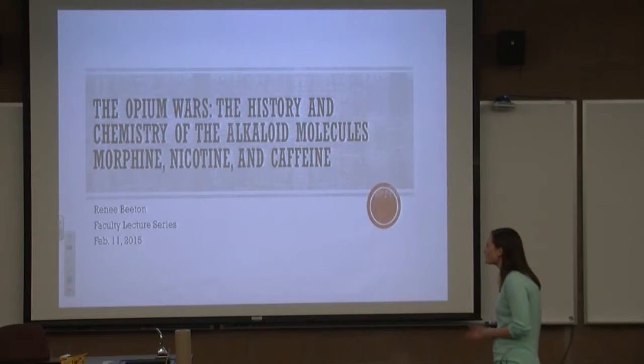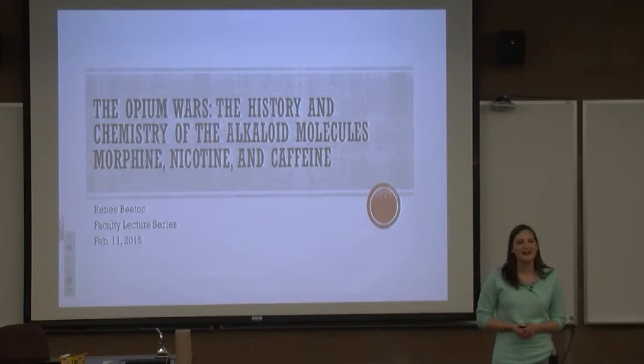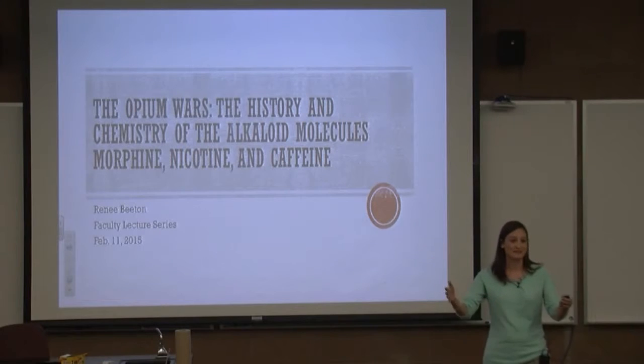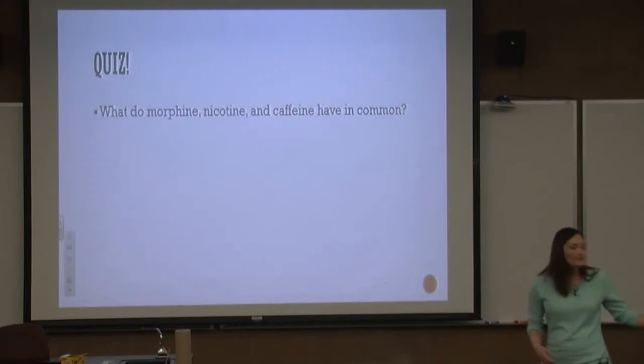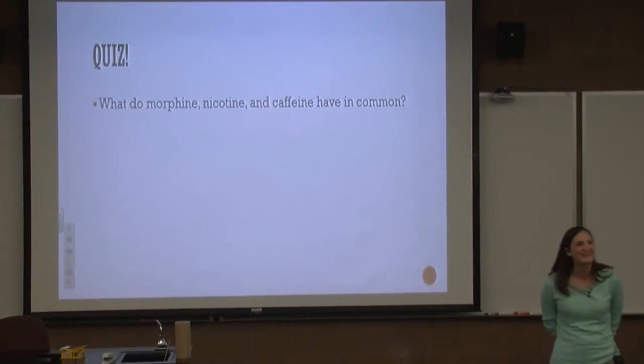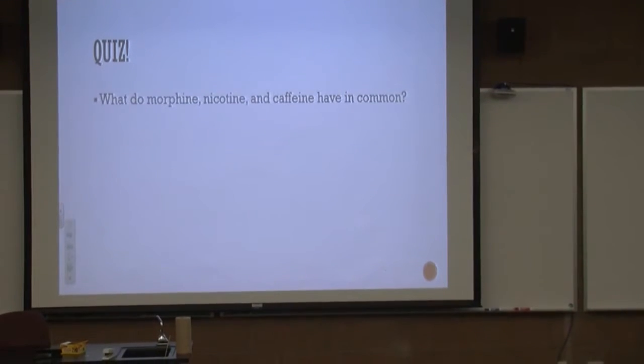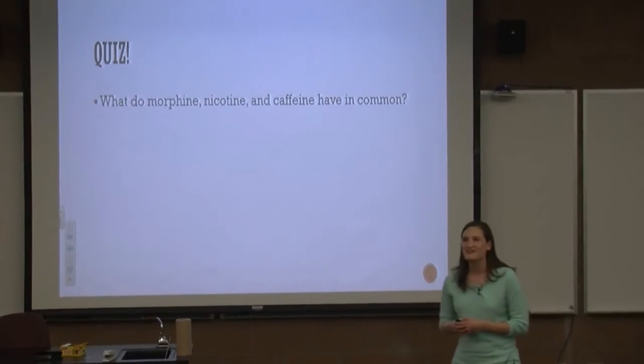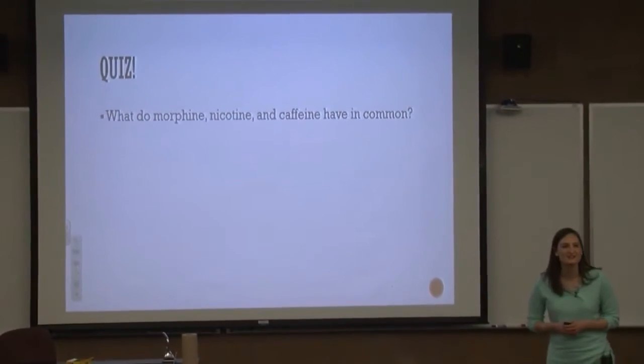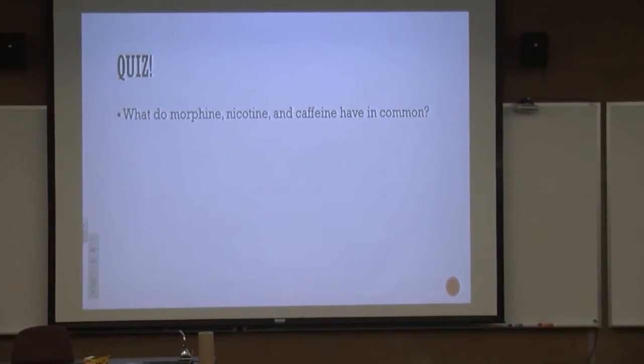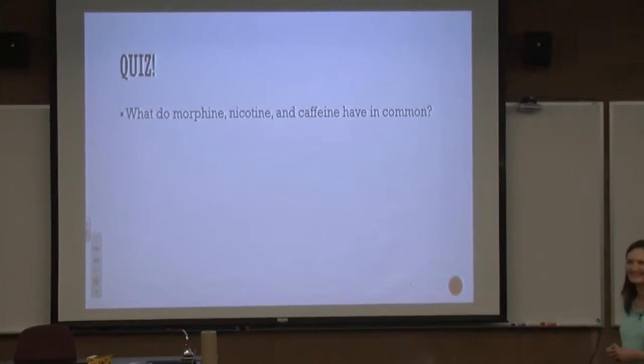So I'm going to be focusing on 3 different drug molecules and talking about some of their history and how they've come together to really change the way that human civilization has evolved. So we're going to start out with a quiz. Don't worry, not graded, but I just wanted to see what you all knew about morphine, nicotine, and caffeine. So, what are some things that these 3 molecules may have in common? I know some of you probably know quite a bit.